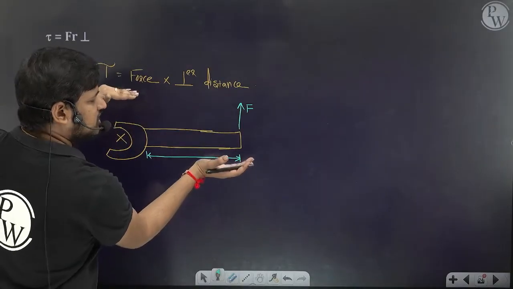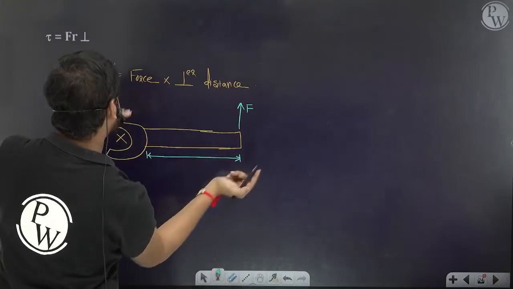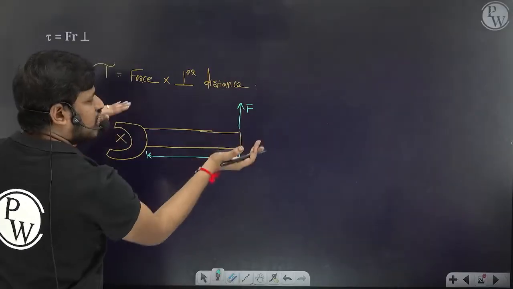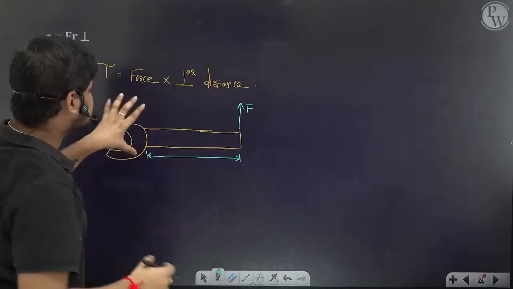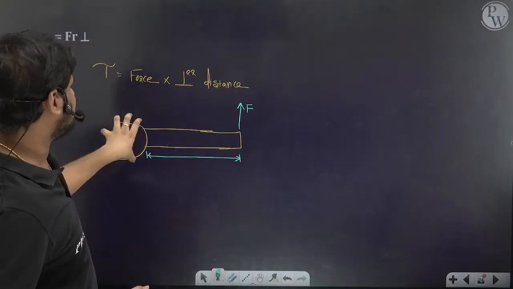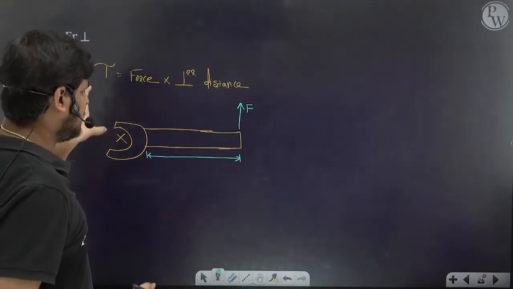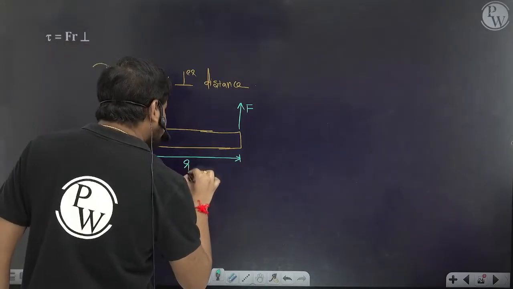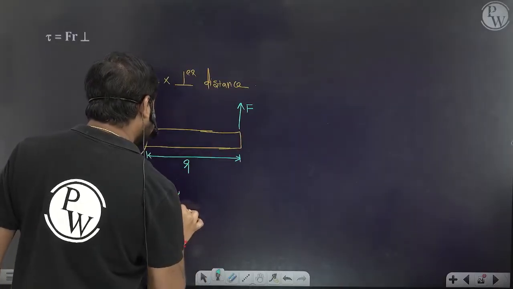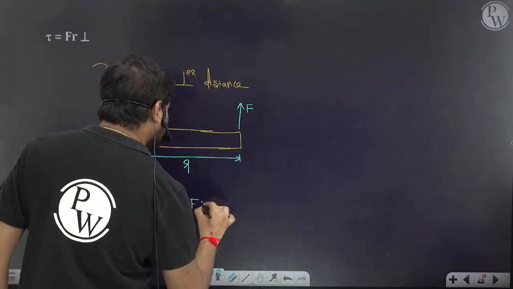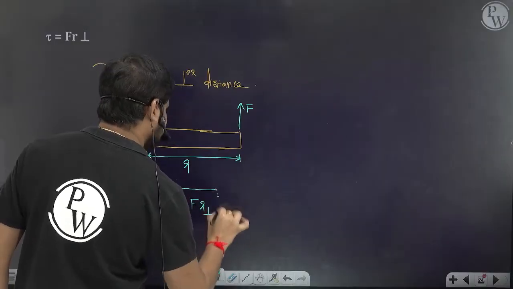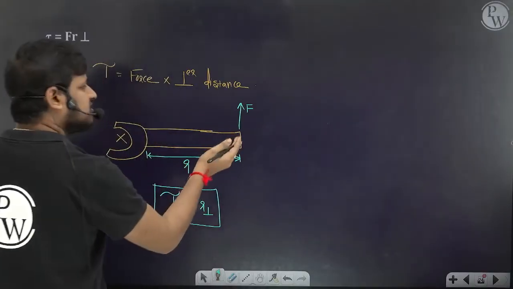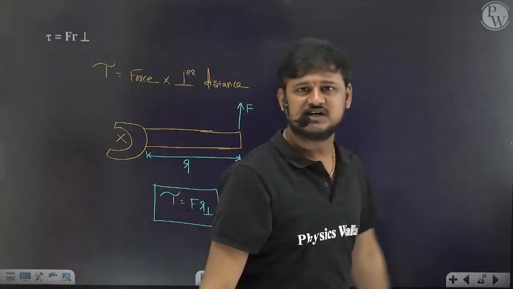If you apply the force like this, then what happens? The torque will be applied, about this point. This is the perpendicular distance. So we can write the torque in this particular case as force into the perpendicular distance.